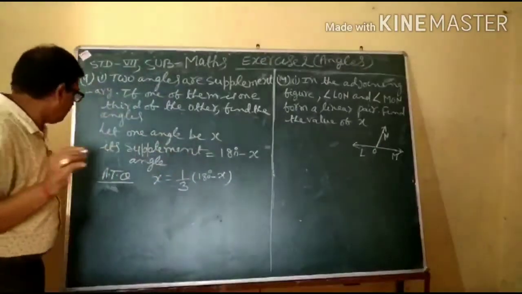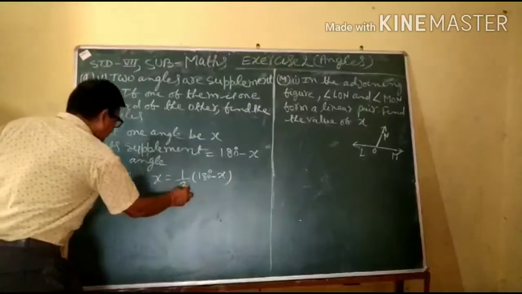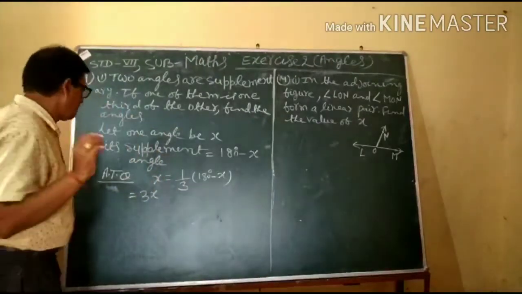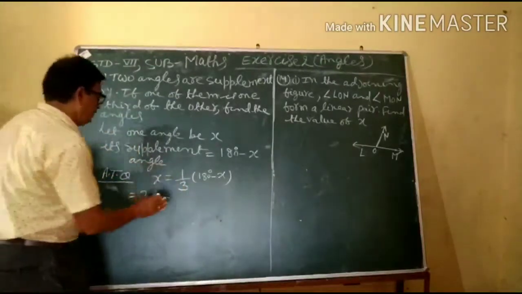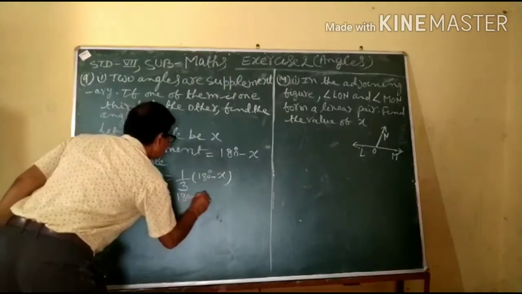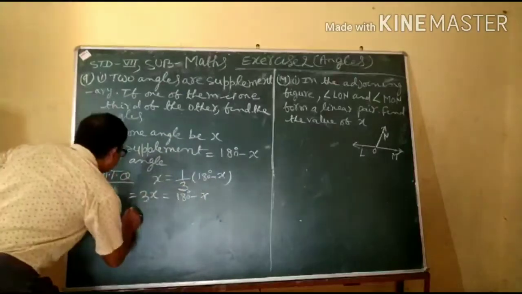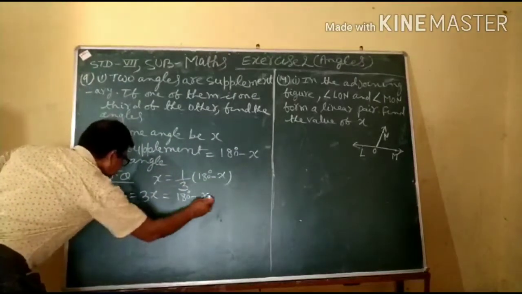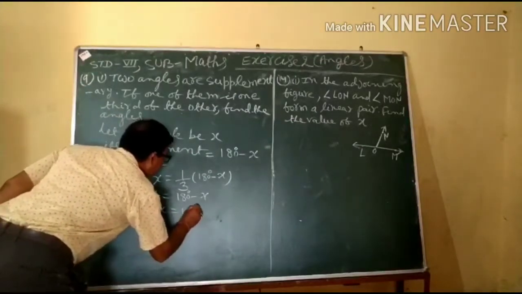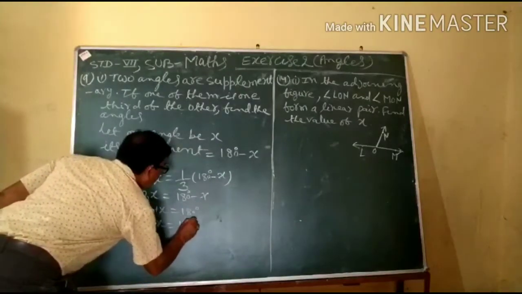Understood? Now what will you do, my dear students? You do cross multiplication, x with 3. So what will you write? 3x equal to 180 degrees minus x. Like terms, what will you do? 3x plus x is equal to 180 degrees. So 4x is equal to 180 degrees.